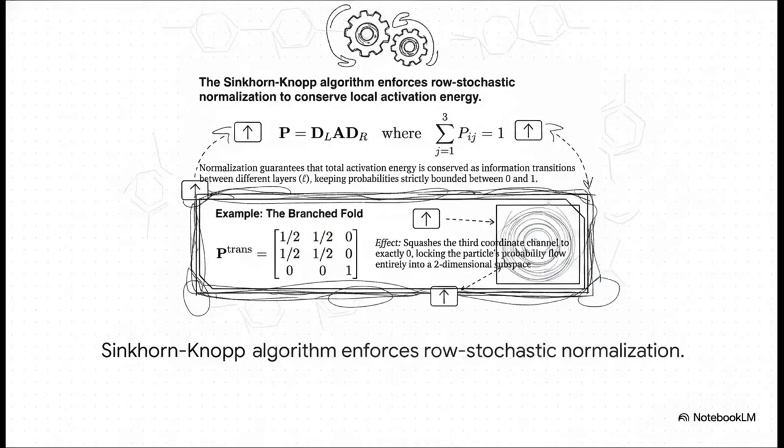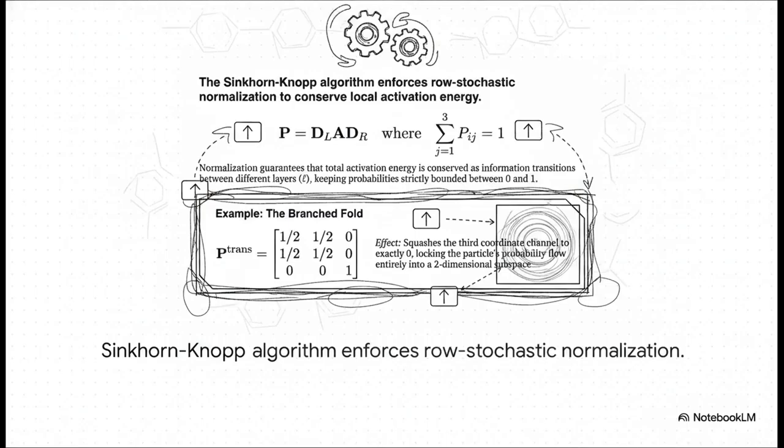Now, to keep everything balanced, we bring in the Sinkhorn-Knopp algorithm. This is what regularizes those boundary matrices. By alternatingly stabilizing rows and columns using the diagonal scaling matrices DL and DR, it ensures the total probabilities in the transition matrix sum to exactly 1. Why does that matter? Because it mathematically guarantees that total probability and activation energy are globally conserved as data flows through the system.